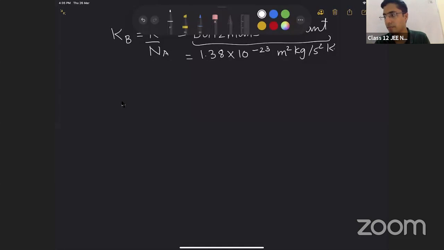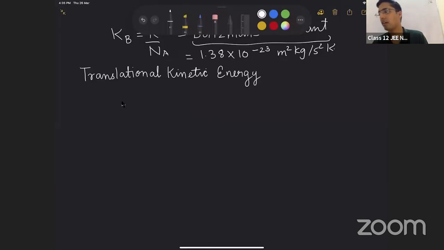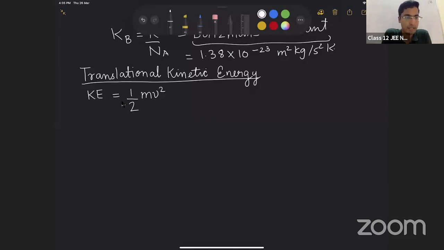Now we will come to translational kinetic energy for a molecule, right? Now we know from physics that kinetic energy is half mv square. Yes, Na is the Avogadro's number. Thank you, Jitin, for answering that. Kinetic energy for any gas is half into mass into the velocity square.